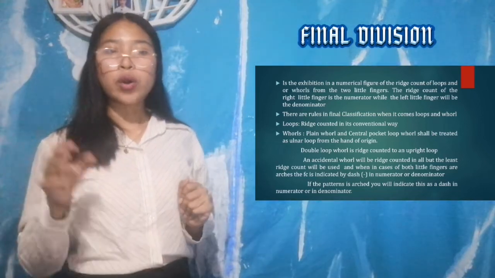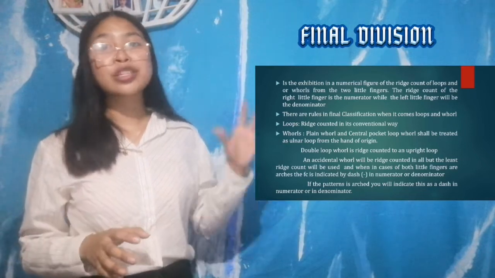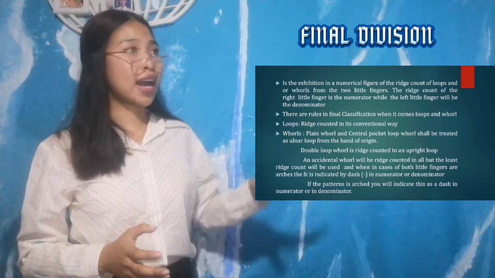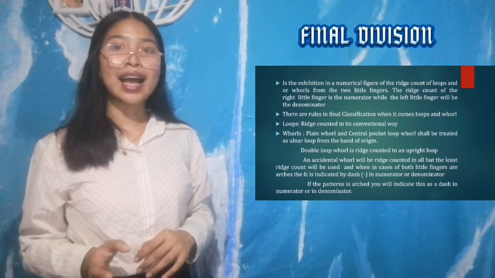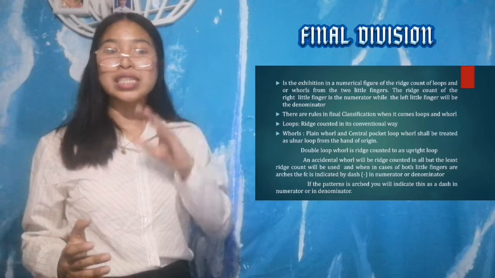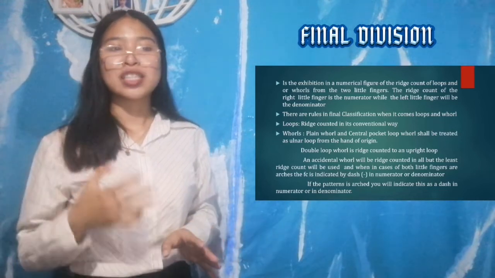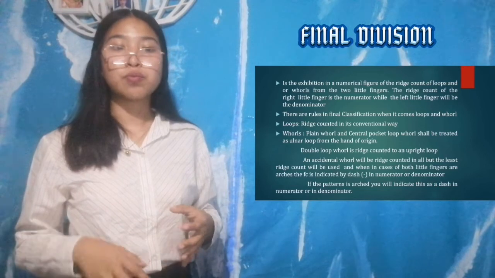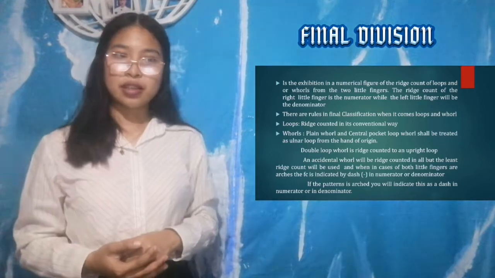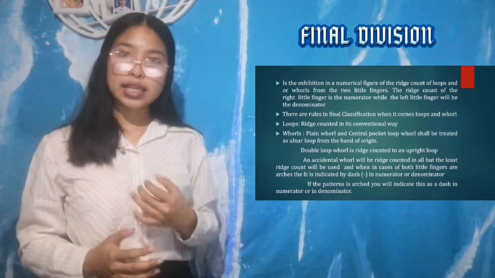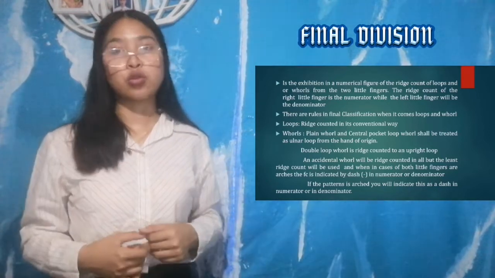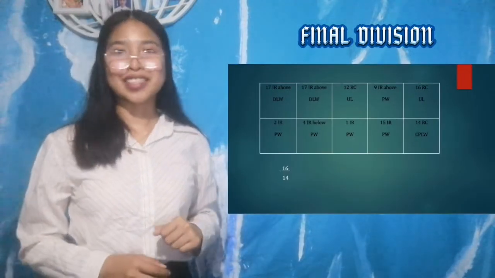It says that when there are two or more cores, the ridge count is from the left delta of the right hand to the core, or the right delta of the left hand to the core, whichever has the least ridge distance from the delta is being used. And in cases where little fingers are arches, the final classification is indicated by a dash in the numerator or denominator. So let's see this final division example.